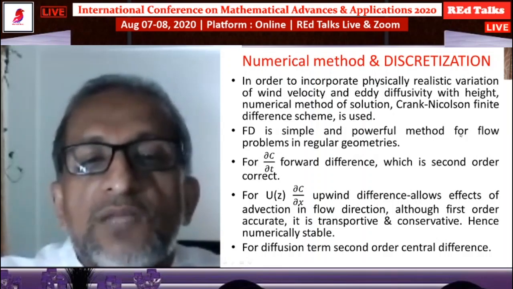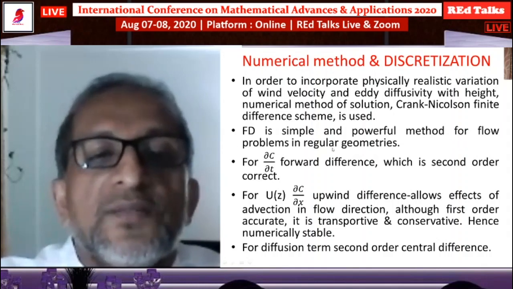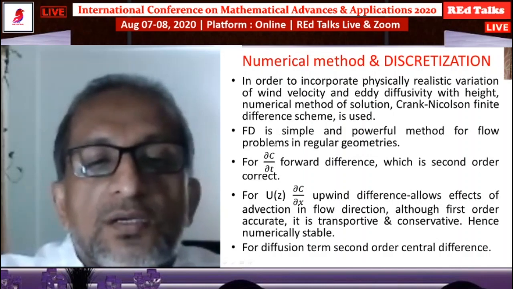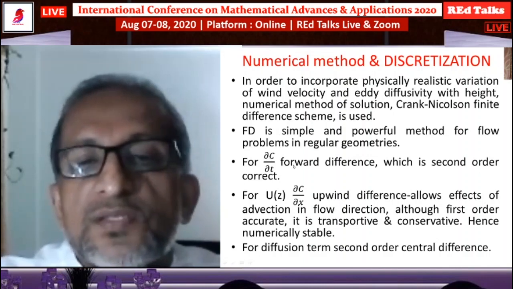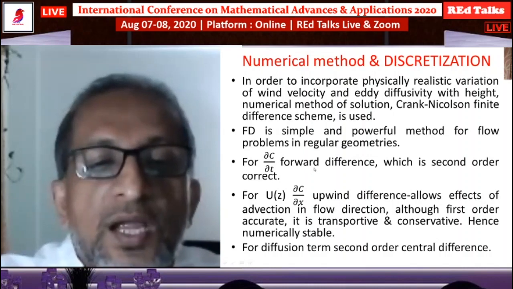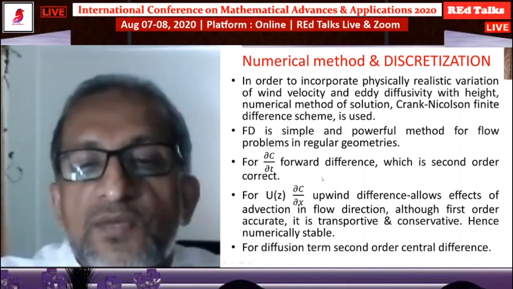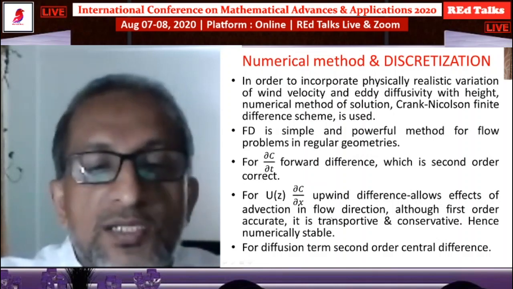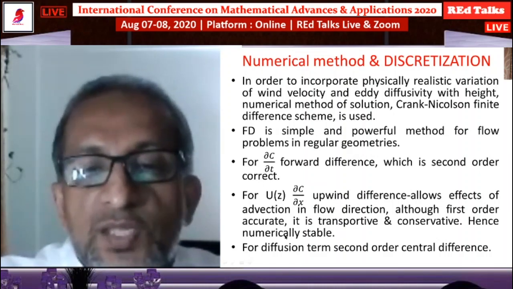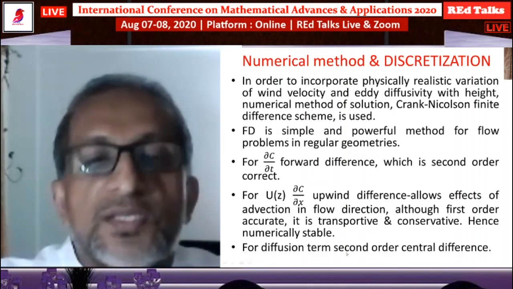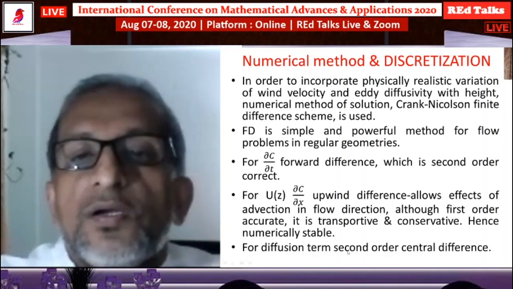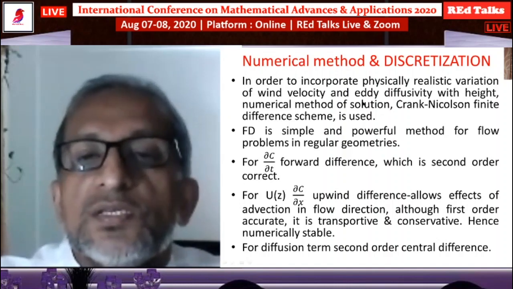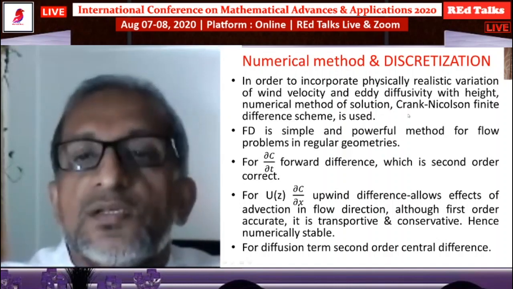And whenever you are dealing with regular geometries, this is suitable. Here, for the time derivative, I have used the forward difference, which is second order correct. And for advection, upwind difference, which is transportive and conservative, and it is numerically stable. And for the diffusion term, central difference, which is of second order. So the finite difference scheme we have used is numerically stable, consistent, and convergent.